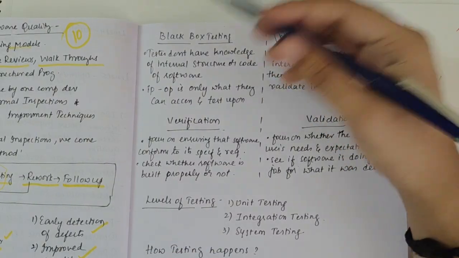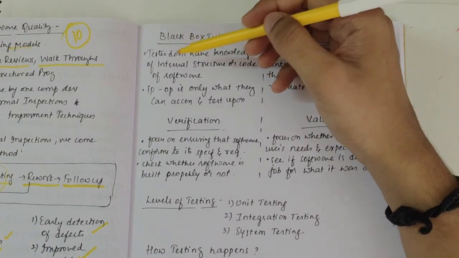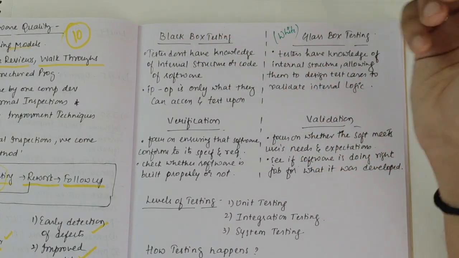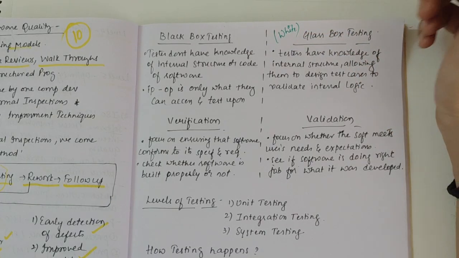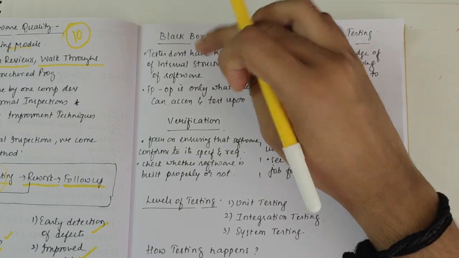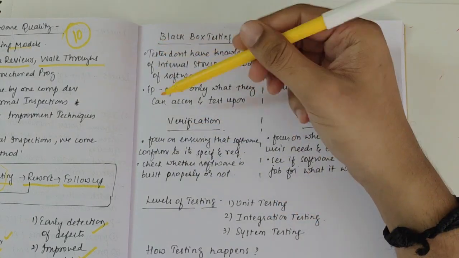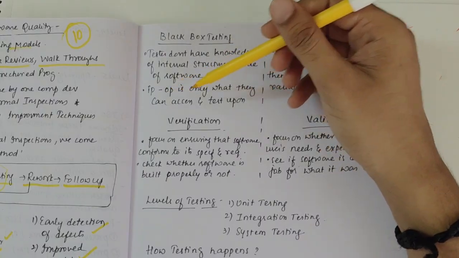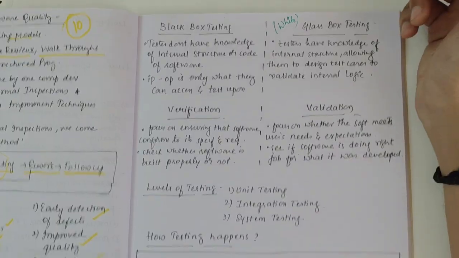So by definition, by the words only we can understand. In black box testing, testers don't have knowledge of internal structure or code of software. Whereas in glass box, testers have knowledge of internal structure, allowing them to design test cases and validate the internal logic. But here you only look at the input output, you don't know what is there inside. So only input output is available, what they can access and test upon. So this is about black box testing and white box testing.